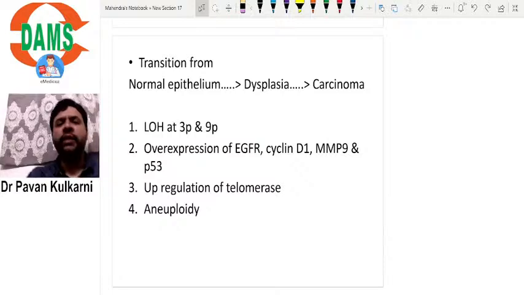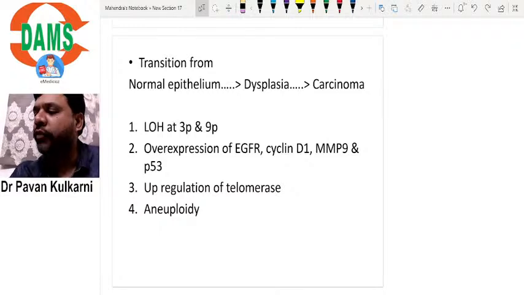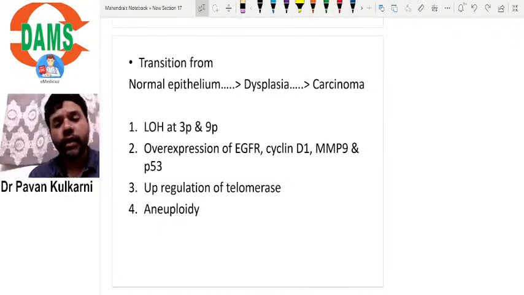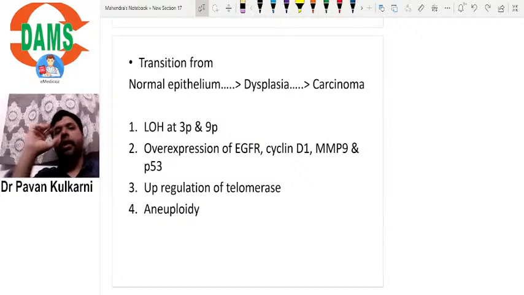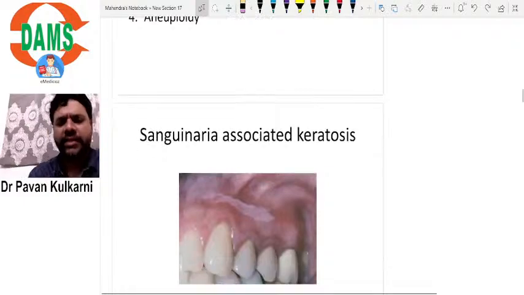Similarly, overexpression of certain molecules such as EGFR, epidermal growth factor receptor, cyclin D1, MMP9, p53, all these are some of the molecules. If you see increased expression of these, you should suspect that a transition is going to take place from normal to dysplasia to carcinoma. Similarly, upregulation of telomerase enzyme. Aneuploidy. What is aneuploidy? Abnormal number of chromosomes. That is also one of the dysplastic molecular changes you can see. So all these are what can take place at the molecular level in a dysplastic lesion.